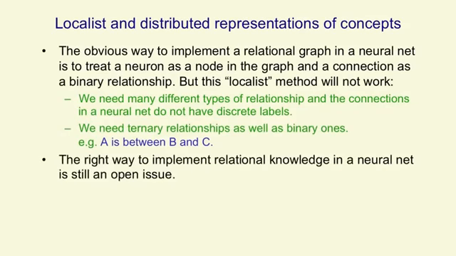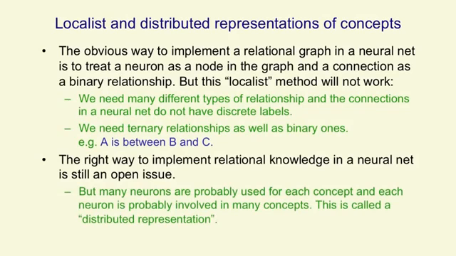We still don't know for sure the right way to implement relational knowledge in a neural net. But it seems very probable that many neurons are used for representing each of the concepts we know, and each of those neurons is probably involved in dealing with many different concepts. This is called a distributed representation. It's a many-to-many mapping between concepts and neurons.